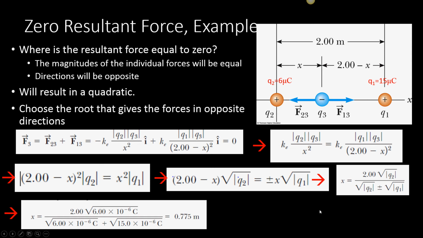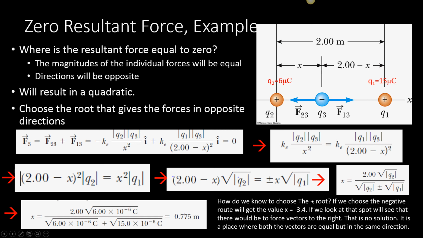Now, what would have happened if we had taken the minus root? If we'd taken the minus root, we would have gotten a value of x is minus 3.4. And if we look at that spot, we'll see that there would be 2 force vectors to the right. But that's not a solution, since that's a place where the force vectors are equal, but they're in the same direction, not in opposite directions.